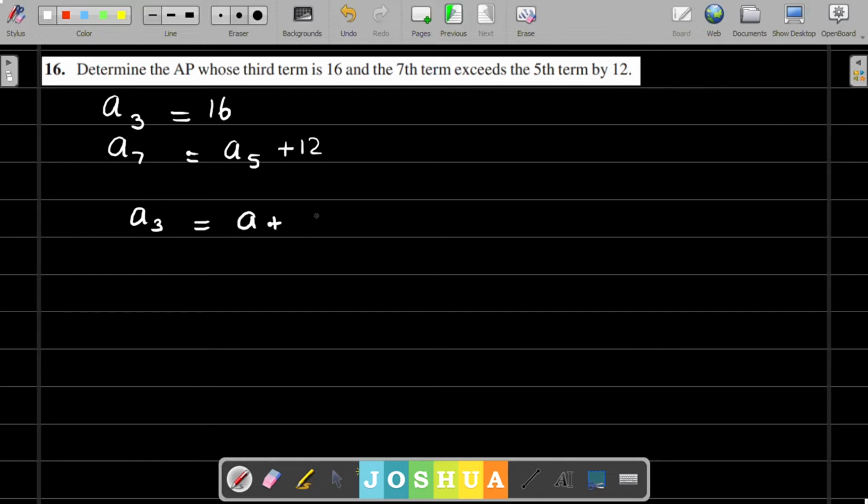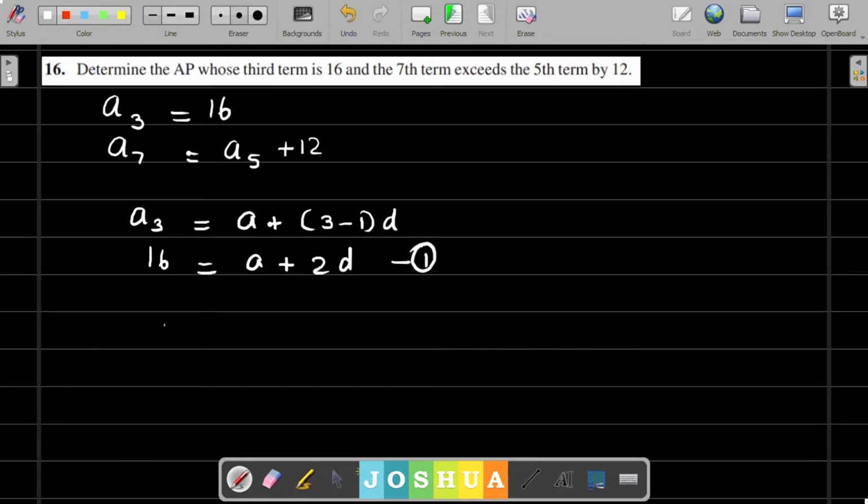So what is the formula for A3? A3 is equal to A plus (n minus 1) D. Here n is 3, so therefore 3 minus 1 D. And what is the value given here? 16. 16 is equal to A plus 2D. I call this equation number 1.